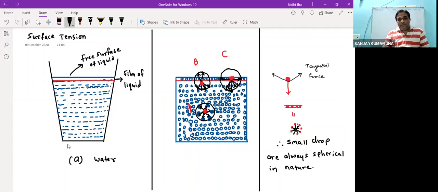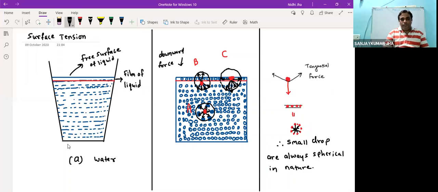Let us see over here. Molecule B has more molecules present in the downward direction compared to upward. Therefore, molecule B experiences some downward pull. So it is an unbalanced scenario. What do you find? We have a downward force acting.